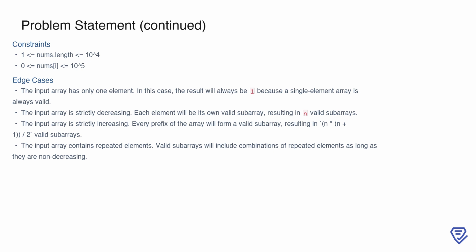To summarize, the problem has some important constraints and edge cases to consider. The constraints specify that the array length can go up to 10,000, and the elements can range from 0 to 100,000. For edge cases, if the array has only one element, the result is always 1 because a single element array is inherently valid. If the array is strictly decreasing, each element forms its own valid subarray, resulting in n valid subarrays.